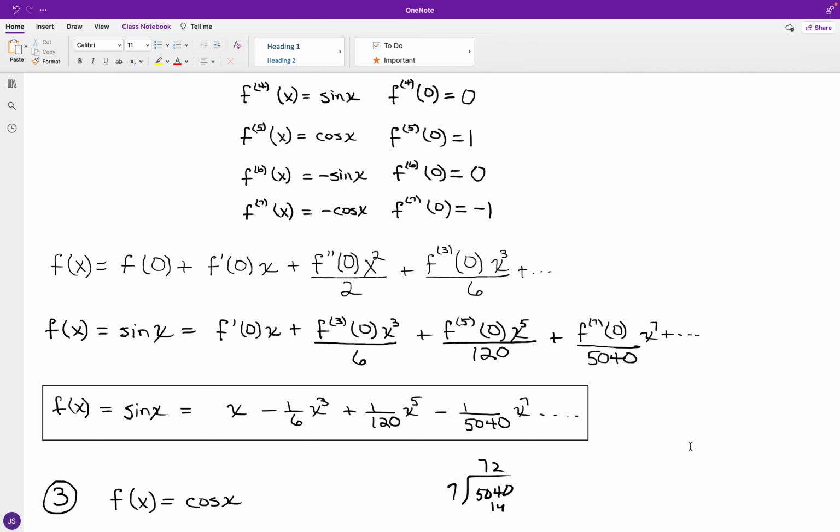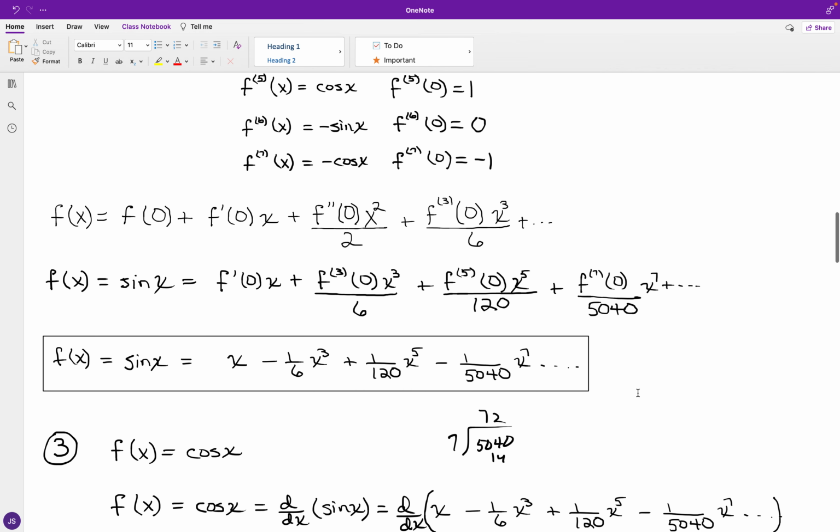And so we have the next two terms. We have 1 over 5 factorial, which is going to be 120, times x to the fifth. And we have minus 1 over 7 factorial, and 7 factorial is going to be 5,040. And so this leads to minus 1 over 5,040 times x to the seventh.